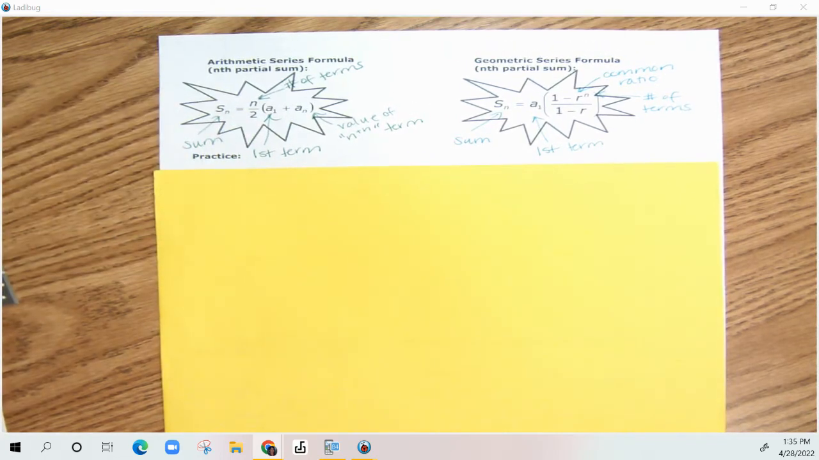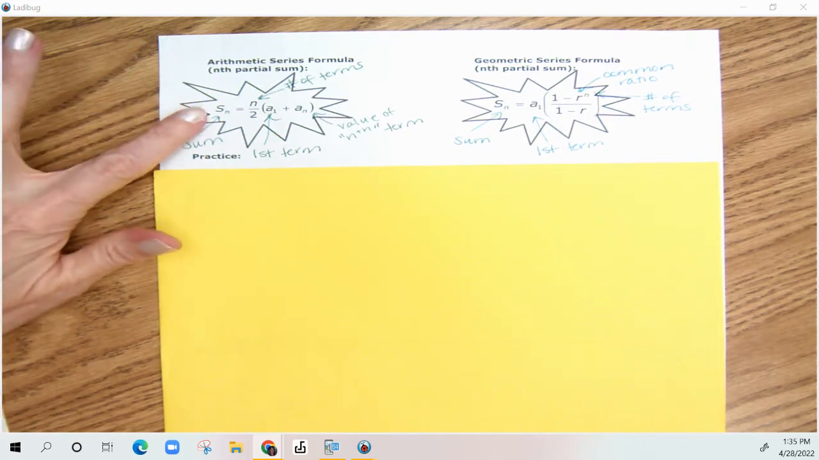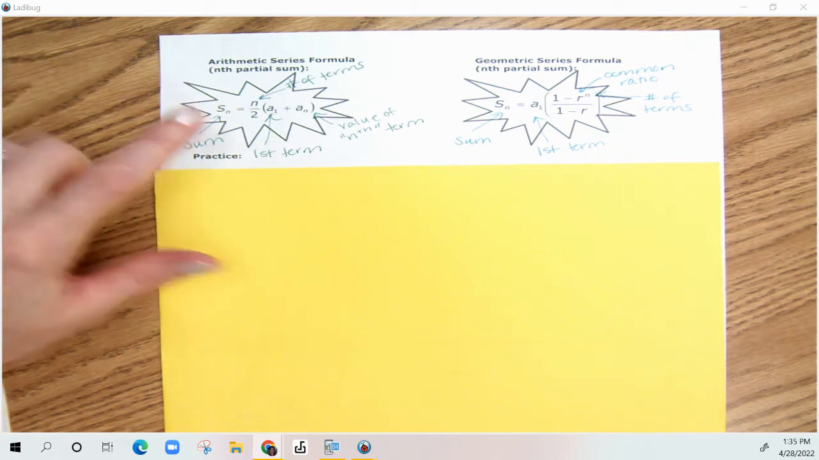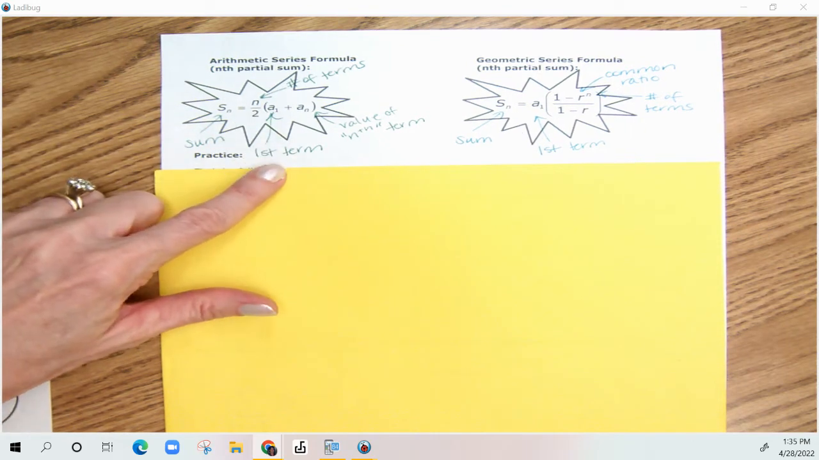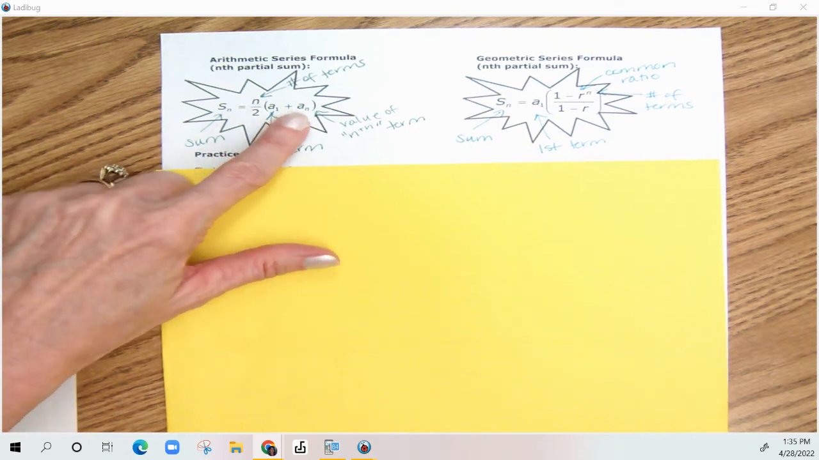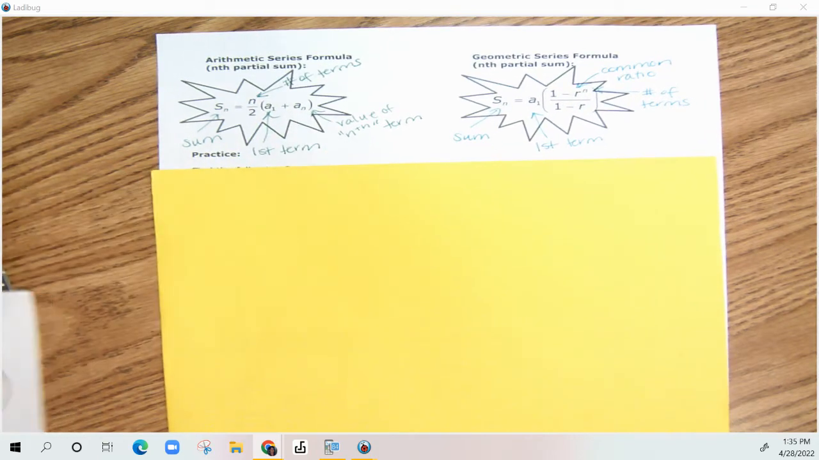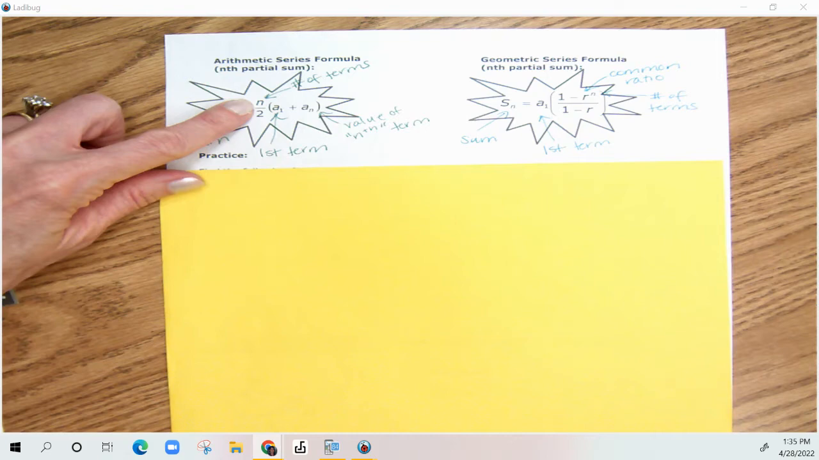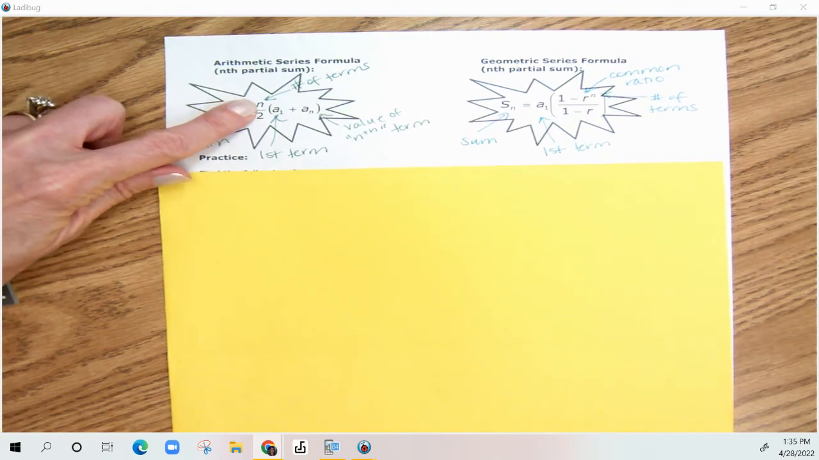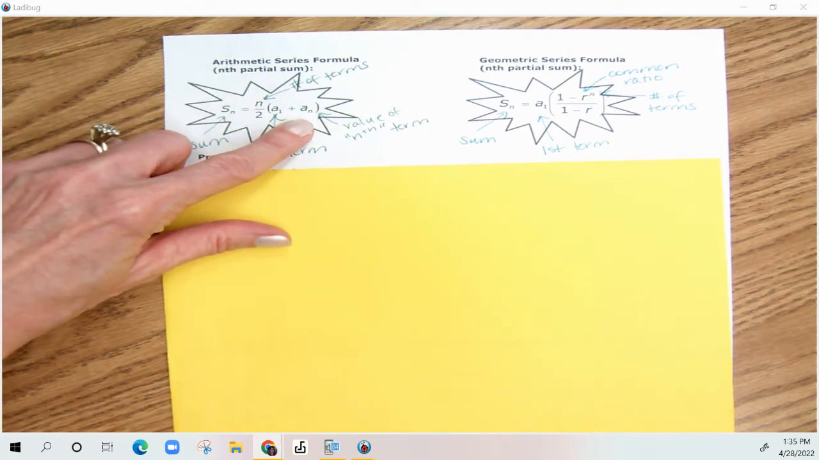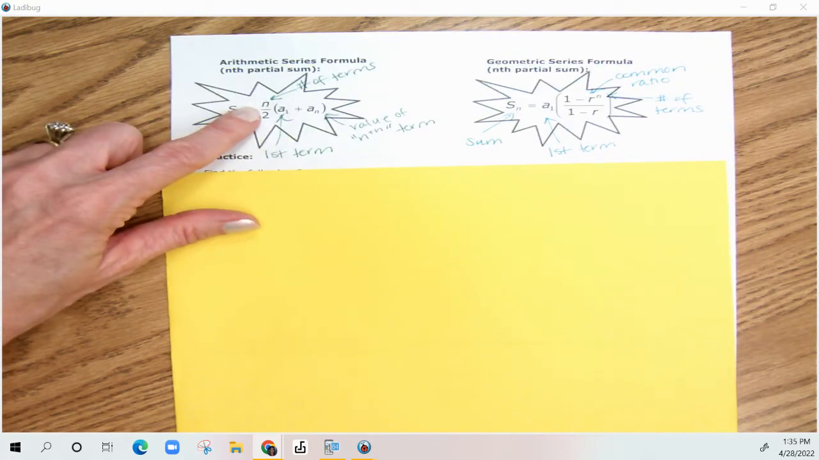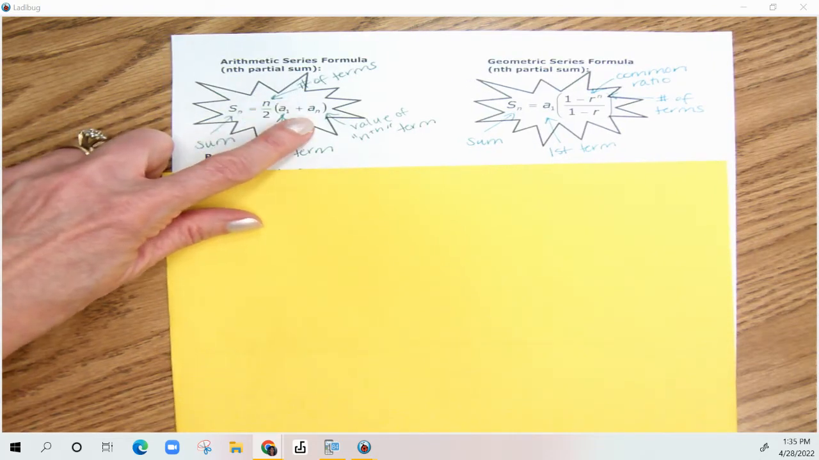So we have different formulas. A sub n is your sequence formula. S sub n is your series formula. We're still using a sub 1, which will represent the first term, a sub n, the value of the nth term, and then n is the number of terms. So if this is 10 right here, then this should be whatever's sitting in that 10th spot. If I want the sum of the first 10 terms, then this needs to be the 10th term.